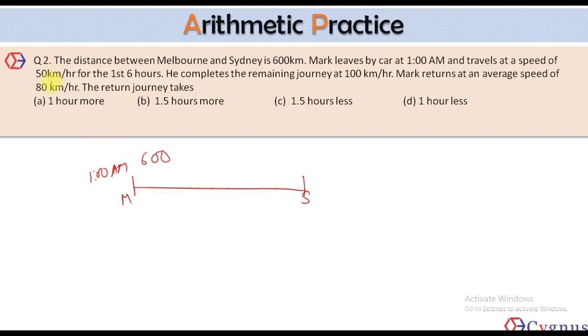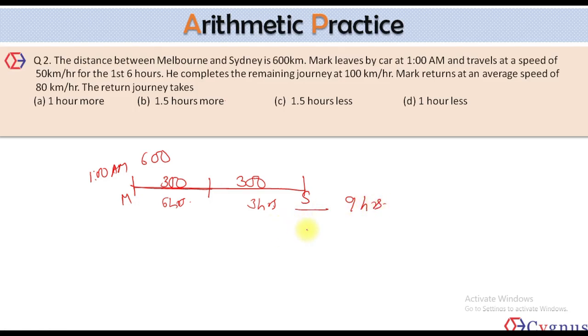So in 6 hours at a speed of 50, he must have traveled how much? 50 into 6 is 300. So he's already covered half of the distance. Still he needs to cover 300 more. He completes the remaining journey at 100 kilometers per hour. 100 kilometers per hour for the next 300 kilometers. He must have taken how many hours? 3 hours. Already he has taken 6 hours. Now he'll take 3 more hours. That means the total time will be 9 hours.